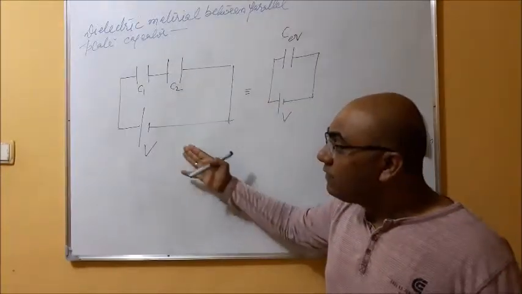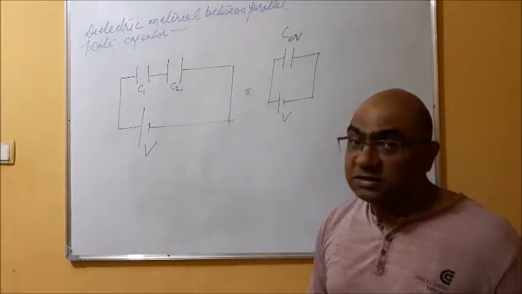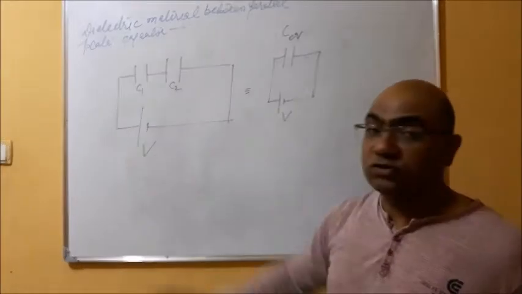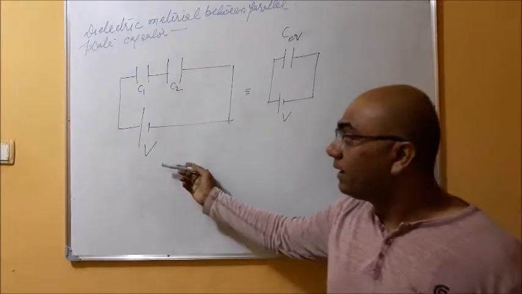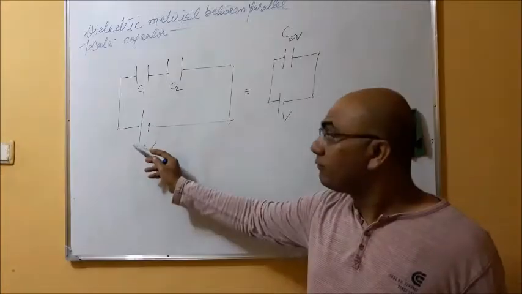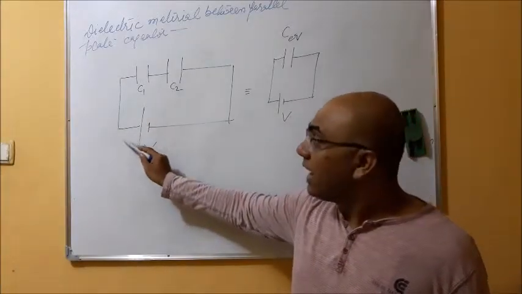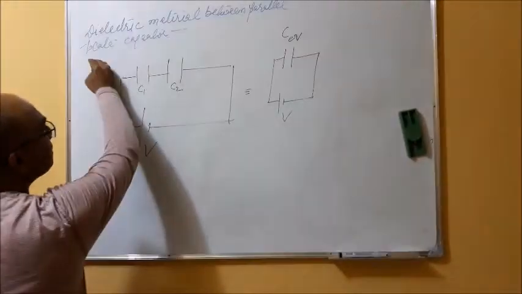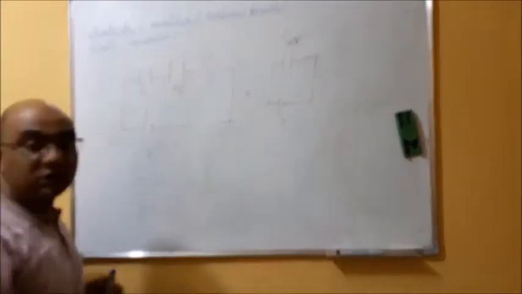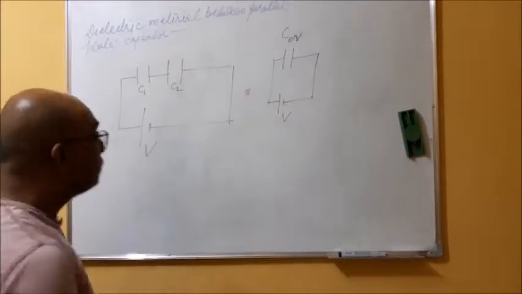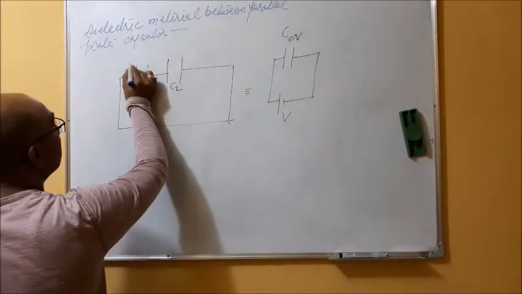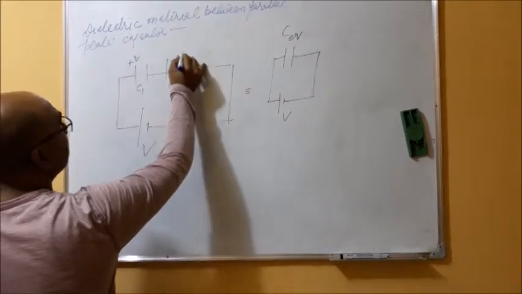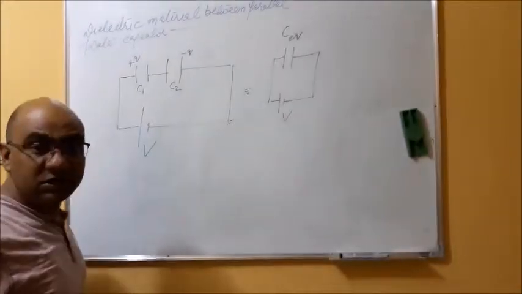Then if we are connecting these two capacitors in series with this voltage source V, what will happen? A charge will start to flow from this voltage source and go to the plate, right? It will move in a way that the same charge will go on both capacitors, right? So if I say here plus Q charge, then here will be minus Q charge.